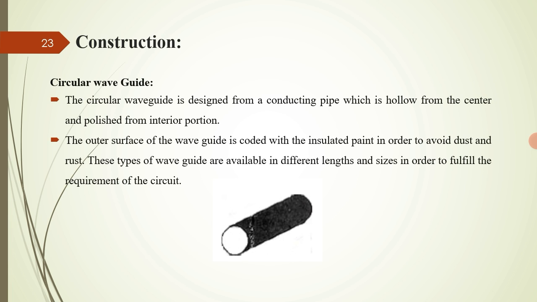Here we see the circular waveguide, which is circular in shape, hollow from the center and polished from the interior portion. The outer surface of the waveguide is coated with insulated paint in order to avoid dust particles depositing on that layer. These types of waveguides are available in different lengths and sizes in order to fulfill the requirements of the circuit. So based upon the circuit, the length and size will vary.